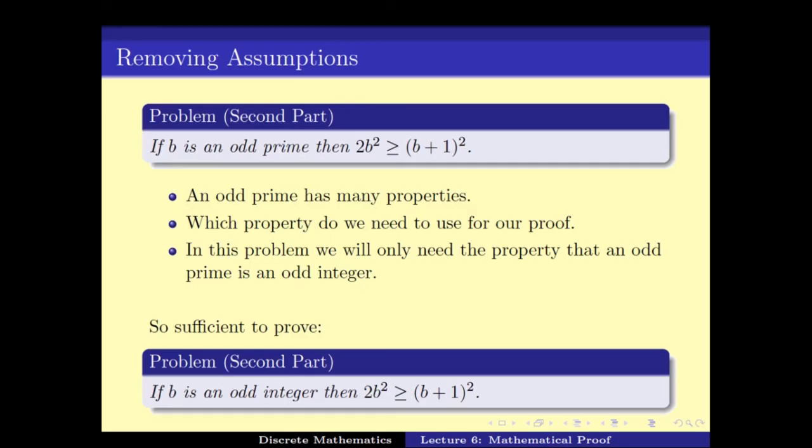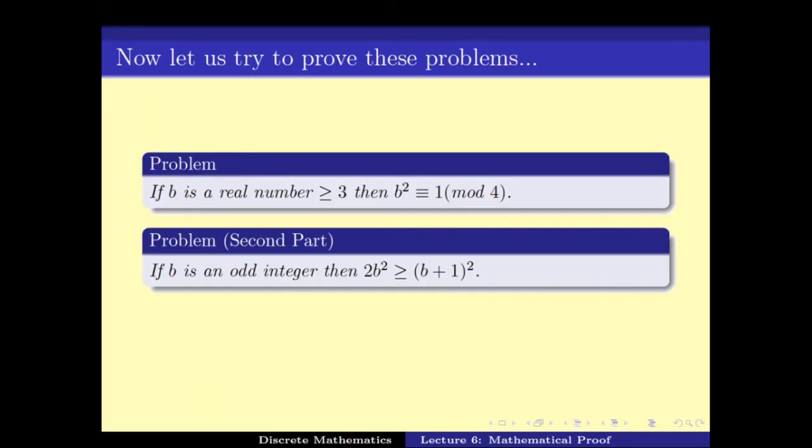So thus, the main problem that we had, we first split up into two smaller parts, and then we showed that we can remove some of the assumptions and get two more precise statements, which will hopefully be easy to prove. So here are the two parts. First part: if B is a real number greater than or equal to 3, then B squared is congruent to 1 mod 4. And second part: if B is an odd integer, then 2B squared is greater than or equal to B plus 1 whole squared.